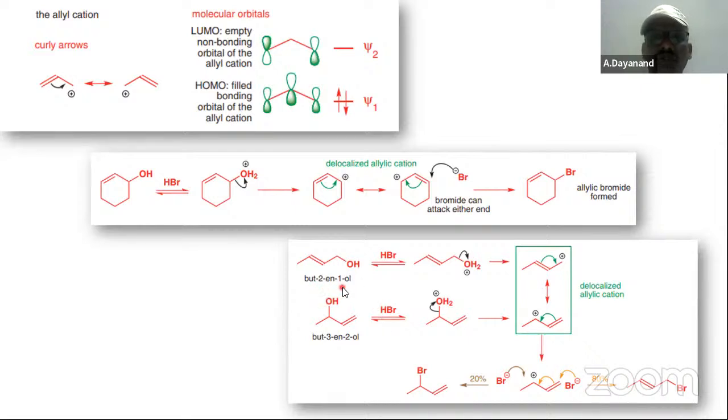Then but-2-ene-1-ol. Here also there is an allylic cation, but it is extra stabilized by delocalization. Therefore, of the product formed, if you see this one, 80% product is formed at this end and 20% product is formed at this end also. A mixture of these two compounds is formed because of the delocalization.